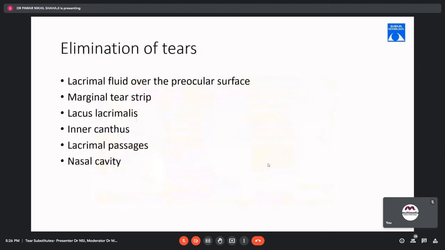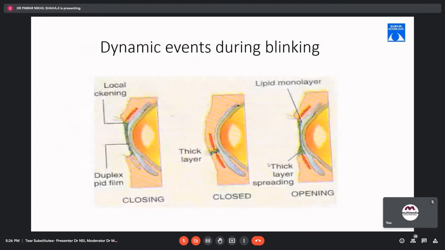So you can just stop here and tell what actually happens while closing and while it's open. Yeah, when the eyelids close, tear film is brought in between those lids, and then when it opens, the first thin monolayer of the lipid is formed, and then within 1 second the multimolecular lipid layer is formed, and as the lipid is spreading, it drags the aqueous from the upper and lower margins of the eyelid, and then the thick layer of tear film is formed.